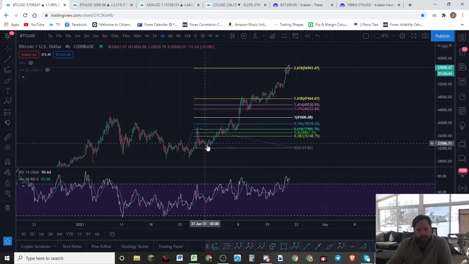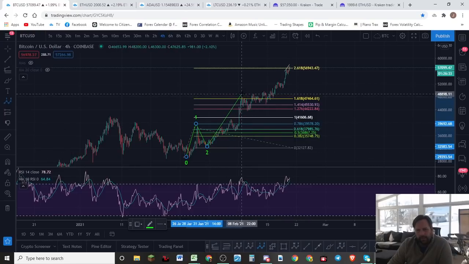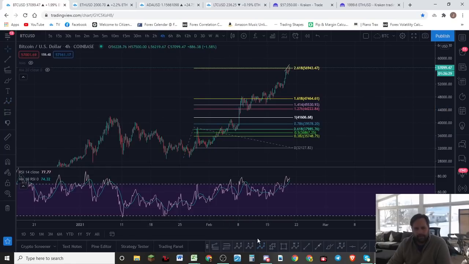Okay, so this is 1 and 2, so we'll go ahead and mark that as 1 and 2. And then we ask ourselves, okay, where's the 1618? The 1618 is right here. This could be 3. Actually, let's try that again.